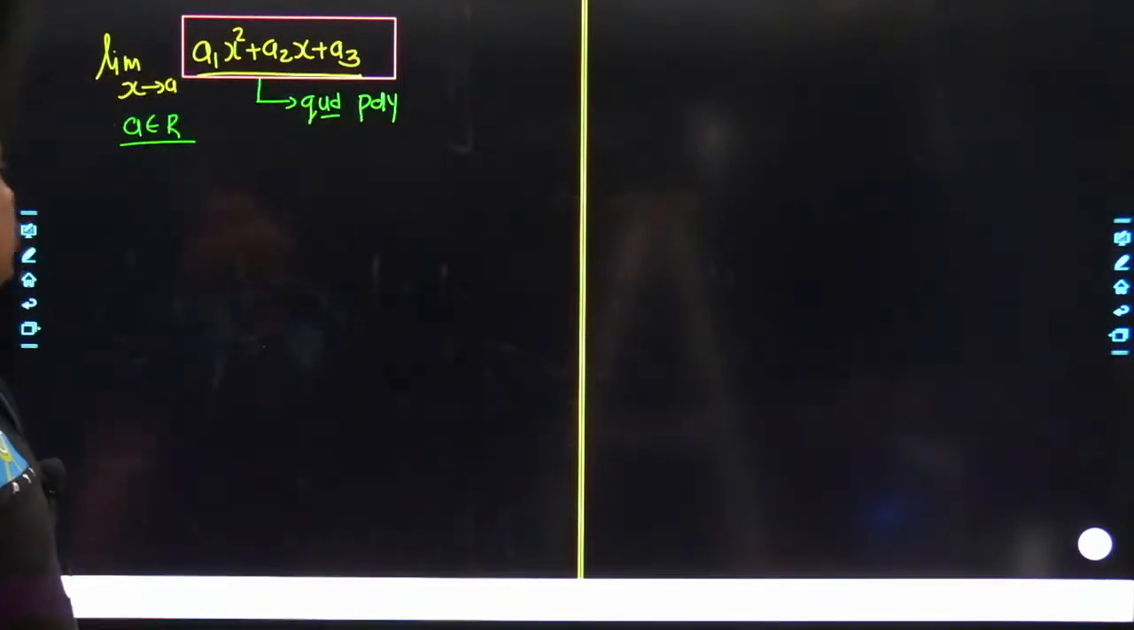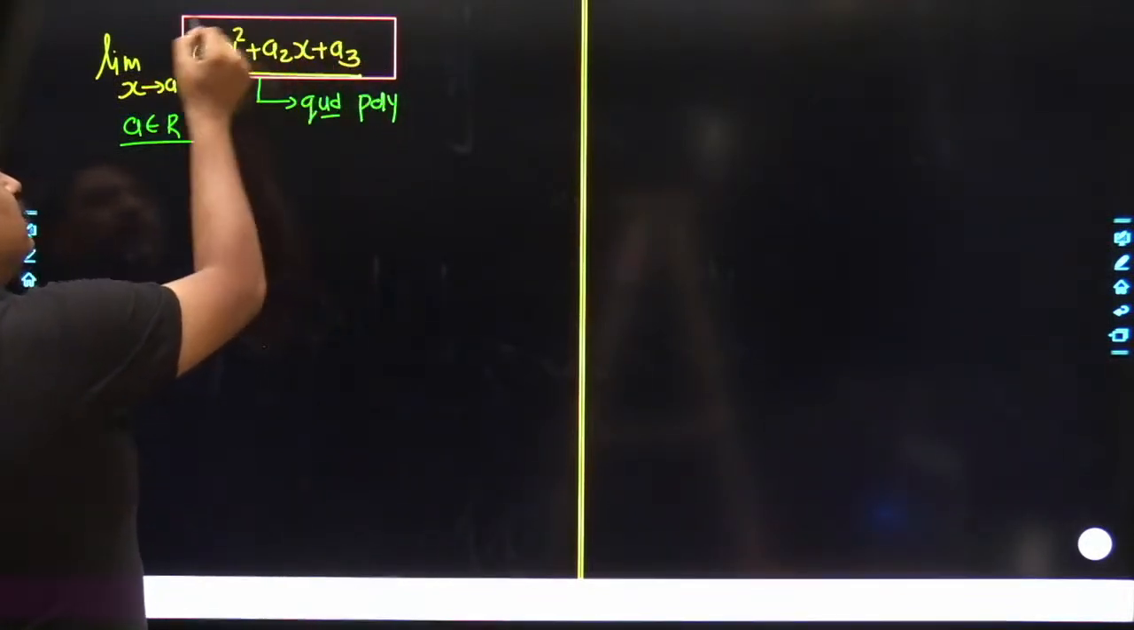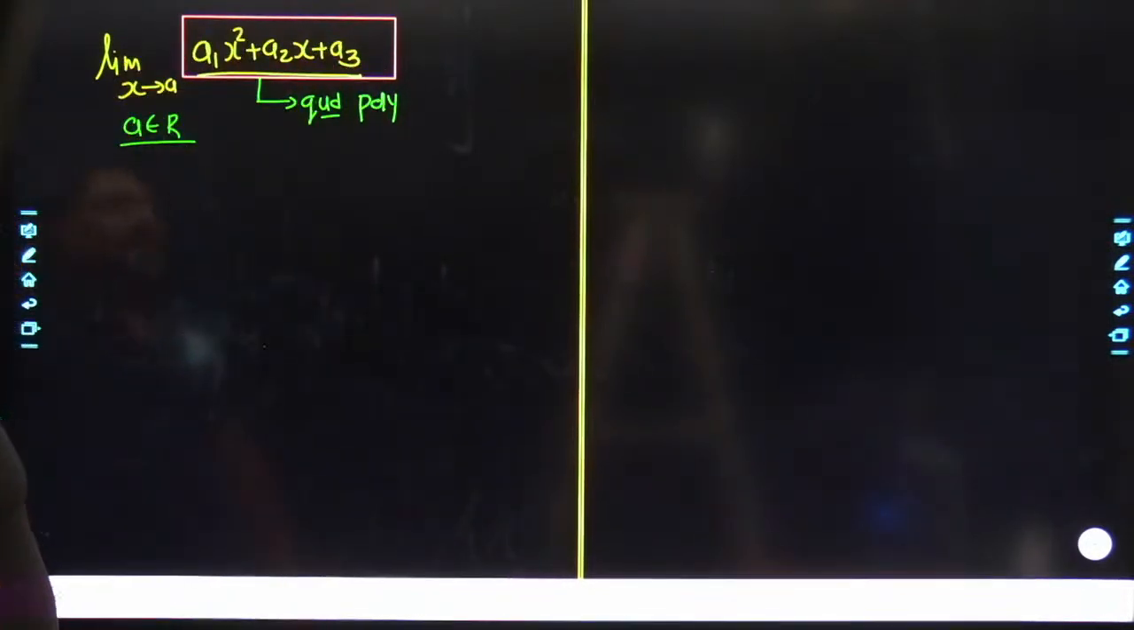See what is happening over here. Whenever you have a polynomial function, by default it is continuous, and if it is continuous, by default the limit exists.